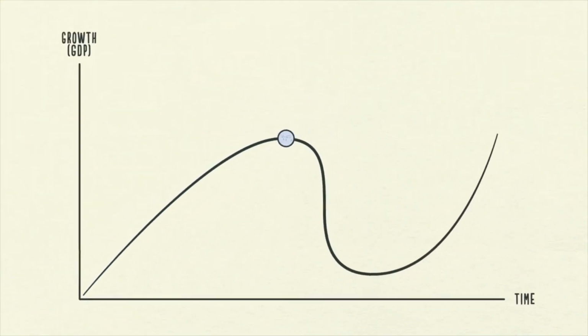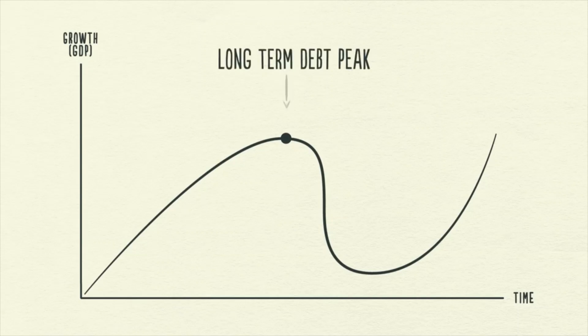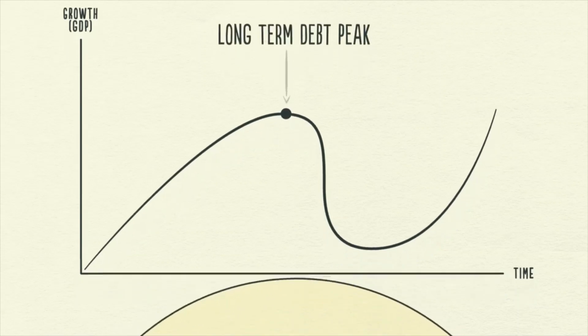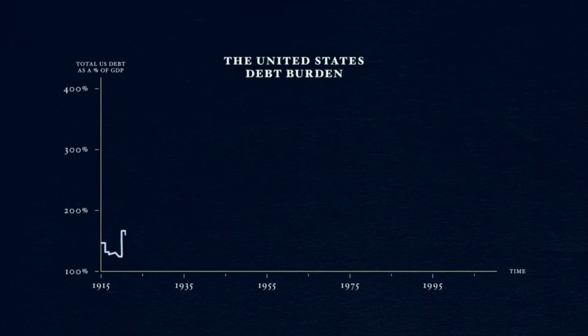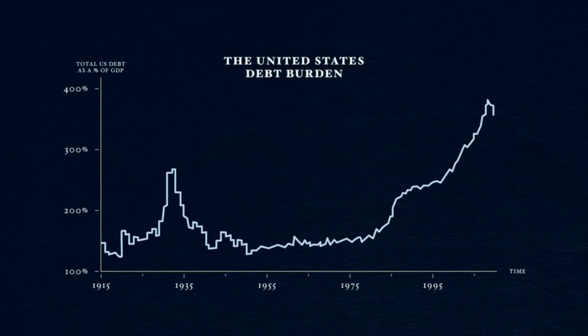And the cycle reverses itself. This is the long-term debt peak. Debt burdens have simply become too big. For the United States, Europe, and much of the rest of the world, this happened in 2008.